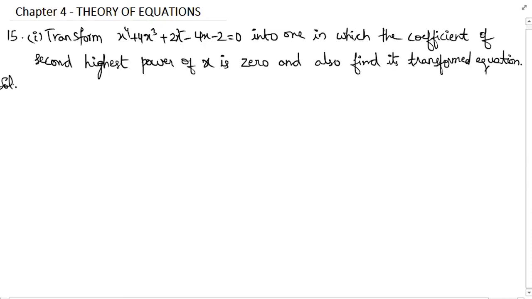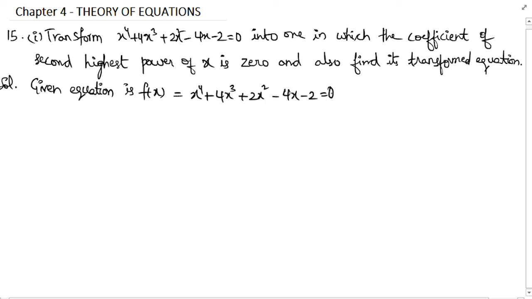Now we'll move on to the 15th question. Here we have two bits in this. The first bit is to transform the equation into one in which the coefficient of the second highest power of x is 0, and also find its transformed equation. Given equation is f of x is equal to x power 4 plus 4x cube plus 2x square minus 4x minus 2 is equal to 0.